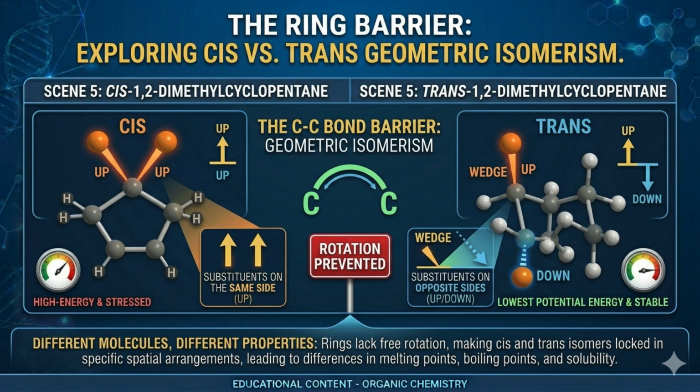Trans 1,2-dimethylcyclopentane. Now, look at the right side. This is the trans isomer. Here, the substituents are on opposite sides. One is pointing up, represented by a solid wedge, and the other is pointing down, represented by a dashed line. By staying on opposite sides, they stay out of each other's way. This results in the lowest potential energy and a much more stable molecule, indicated by the green gauge.